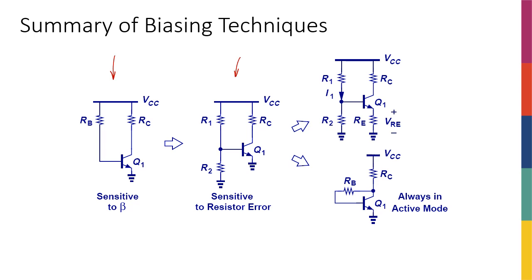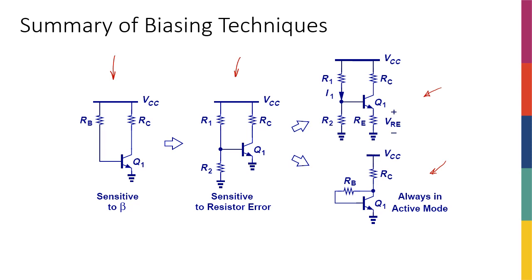And then from there, we introduced two different circuits. One is based on the resistor divider with emitter degeneration, which is used a lot in practice, and it's very popular. And we learned a lot about designing this. And then we also learned about this self-biasing circuit, that again is not sensitive to resistor variations or to beta variations, and it has this interesting feature of being always in the active mode.